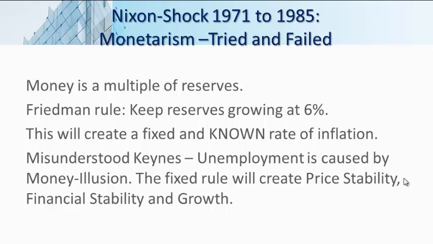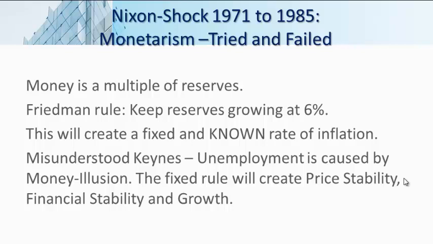But because of price rigidities, some prices cannot go down. So if you allow inflation to happen, then the real price will automatically go down even though the nominal price is fixed. And so that will allow the economy to equilibrate. So a certain low amount of inflation is good for the economy. So Friedman said to keep reserves growing at 6%, the economy will grow at 3%, and the inflation will be 3% also. And this will create a fixed and known rate of inflation.